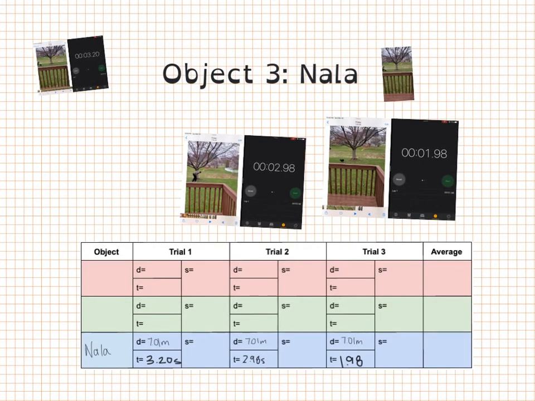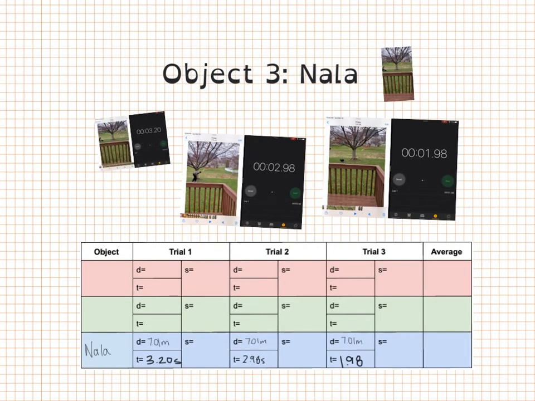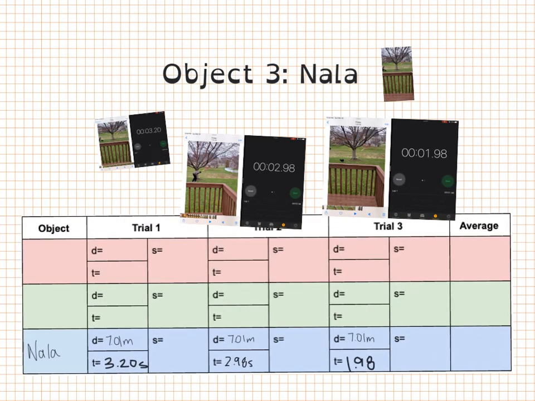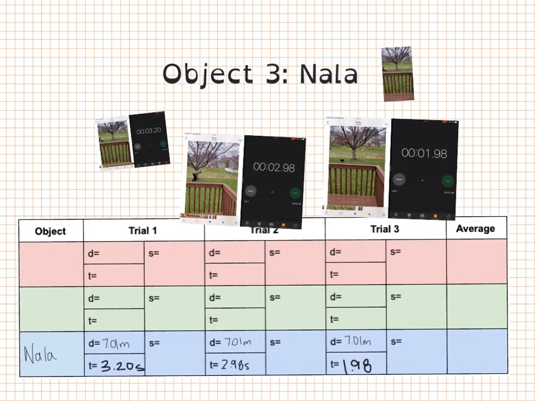All right. So let's go ahead and go back through and get our calculators ready to calculate our speed. Calculators out. I'm going to take 7.01, that's our meters, divided by our time in seconds, so 7.01 divided by 3.2, and I get 2.19 meters per second.